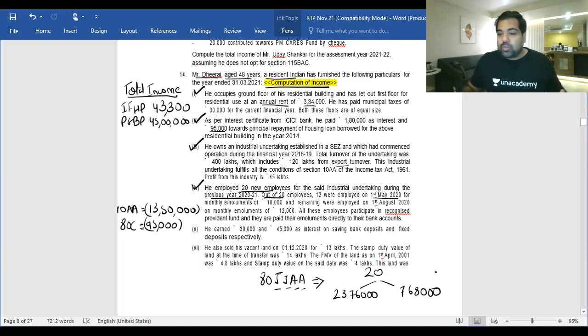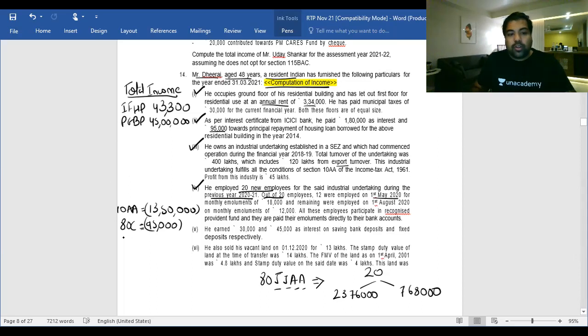So these two amounts you add up. And of that, you get 30% deduction, that is 9 lakh 43,200. So I'm just writing 80JJAA. And that amount is 9 lakh 43,200. Perfect.